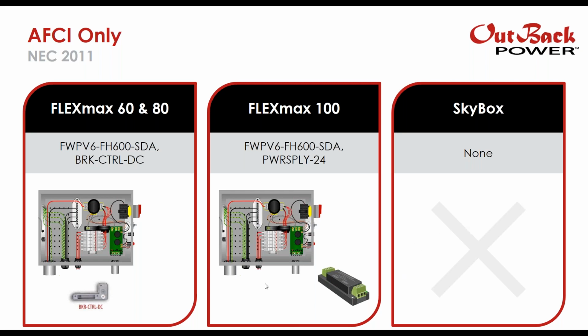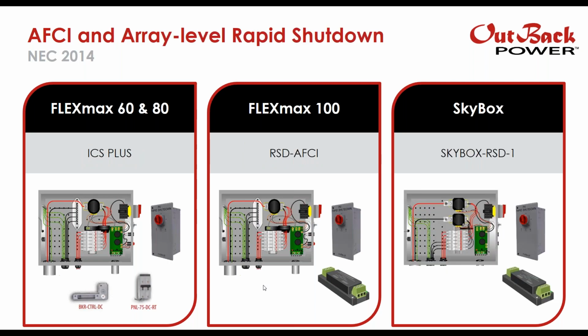All right, so if you're in the NEC 2014 code cycle, that requires rapid shutdown and arc fault detection and protection. With FlexMax 60 and 80, our ICS Plus is the solution. For the FlexMax 100, you can use the RSD AFCI. You can see the differences between the ICS Plus and the RSD AFCI. We don't have a remote trip breaker, and we also don't have the DC to DC converter. The breaker control DC is a power supply that also controls this remote breaker and communicates to the initiator. So this does 3 jobs, where with the FlexMax 100 you don't really need that with this system. So it simplifies it quite a bit.